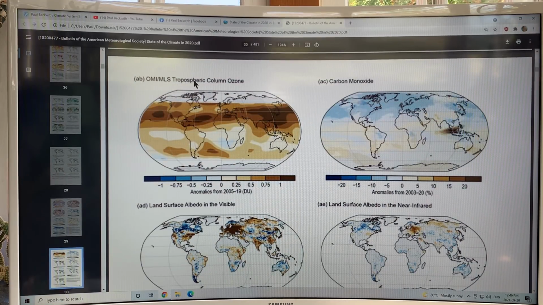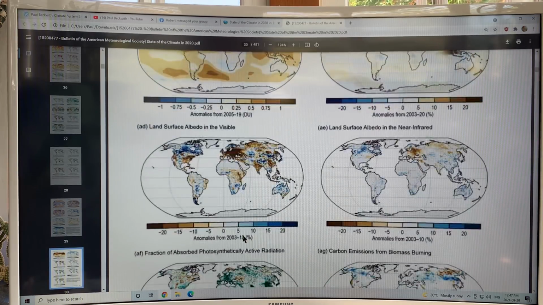This is tropospheric column ozone. Okay, so this is stuff that's harmful in the lower atmosphere, ozone in the lower atmosphere, harmful to health. And you can see the concentrations up here in the northern hemisphere. There's a couple bands here, but it's mostly in the northern hemisphere. Carbon monoxide, this is from incomplete combustion. You can see it happening here, near Indonesia. Okay, there's a positive anomaly. Not much change elsewhere.